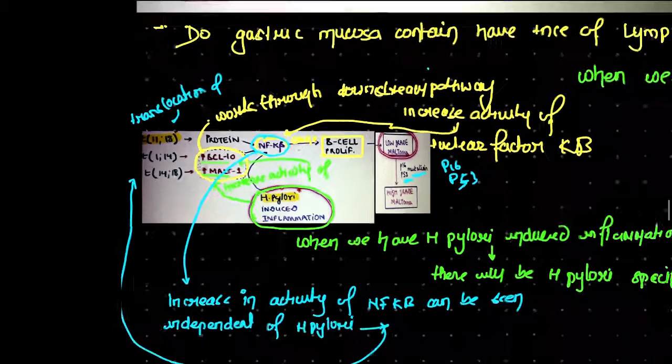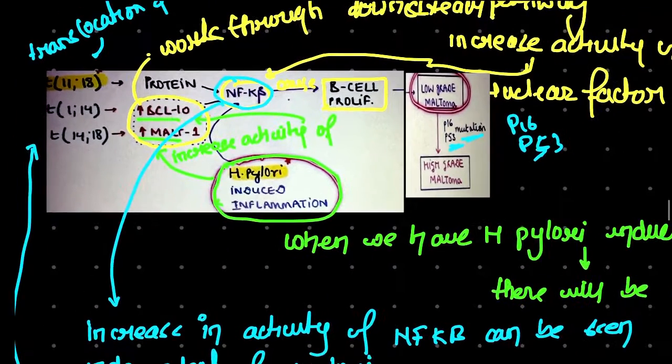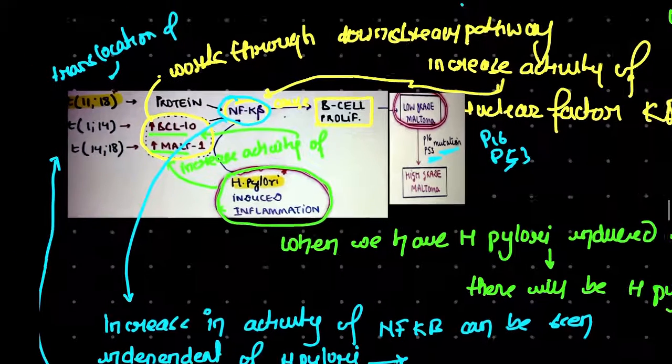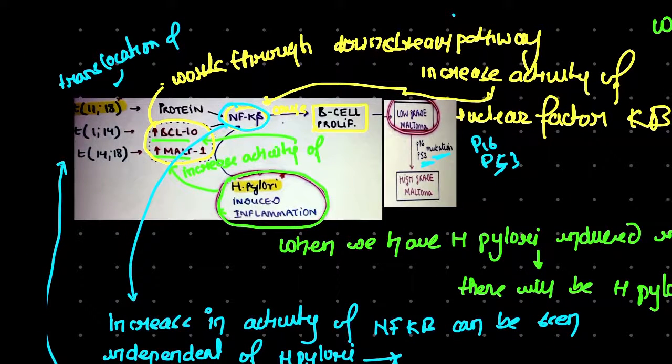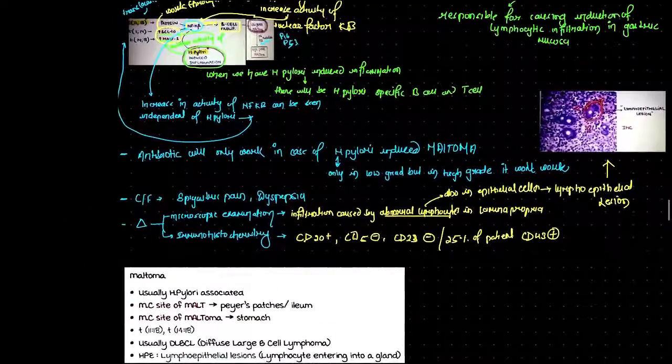So one important thing that we would like to relate right here is, if the question does not mention H pylori and is talking about translocation of 11;18 causing high grade maltoma, then at that time there will not be any use of providing antibiotics to the patient, right? There will not be any benefit of providing antibiotics.